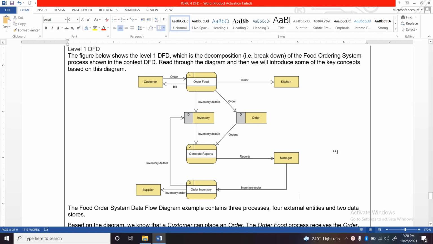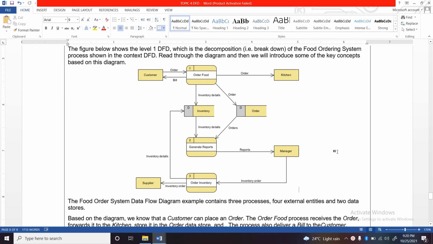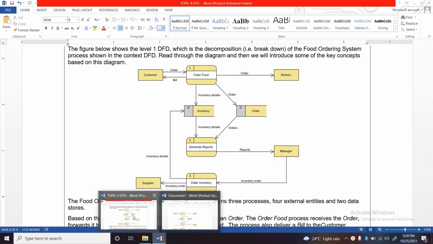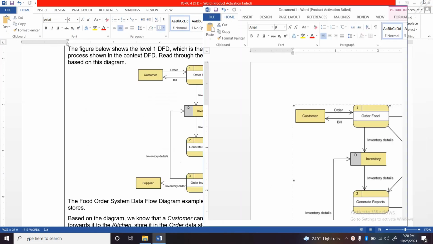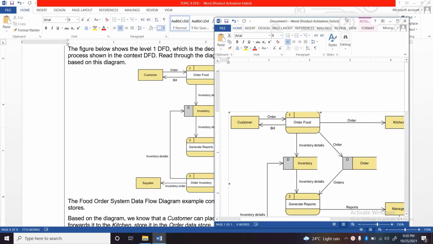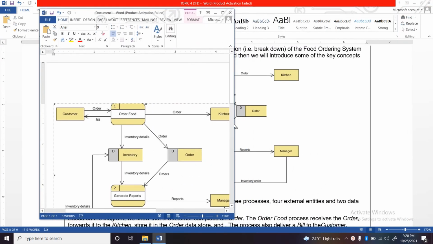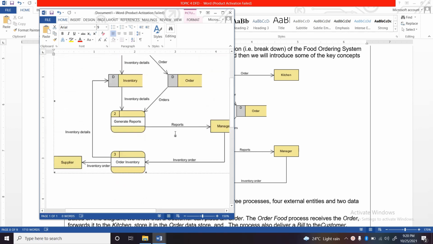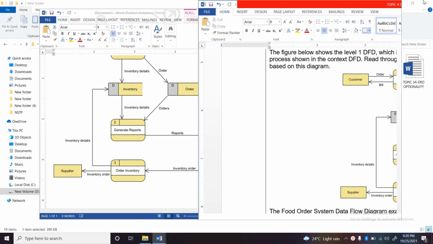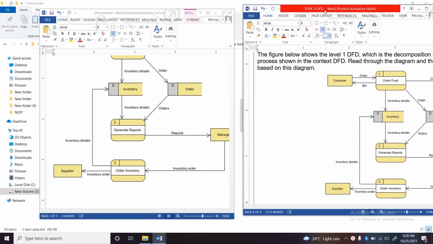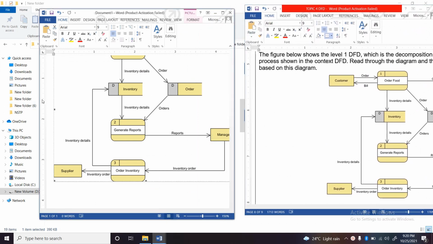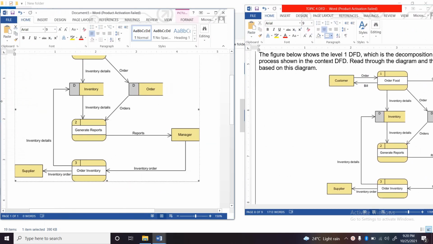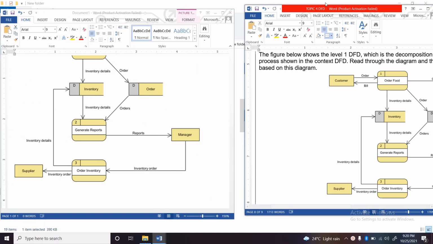Okay, so we are going to read through the diagram and then we'll introduce some of the key concepts. So a while ago, I already pasted the sample here. So i-minimize ko lang po ito so that we can see. Kasi scroll down ko po ito. Itong sample natin. Okay, something like that. Okay, so palakihin ko lang po ito.